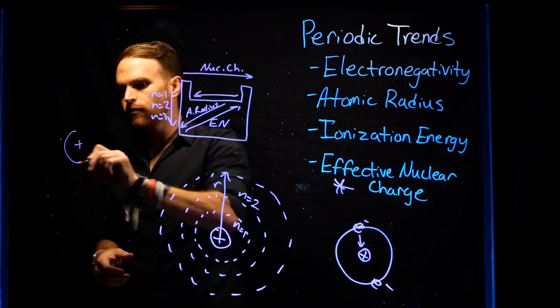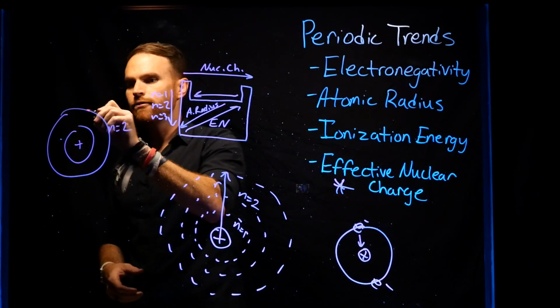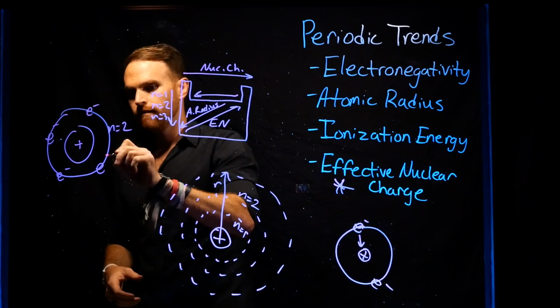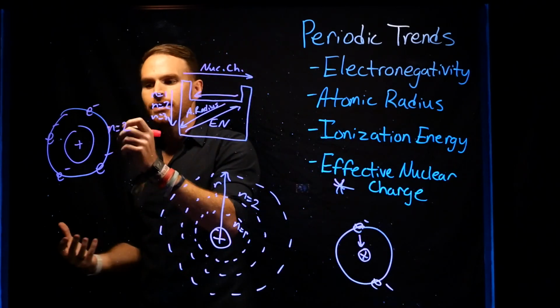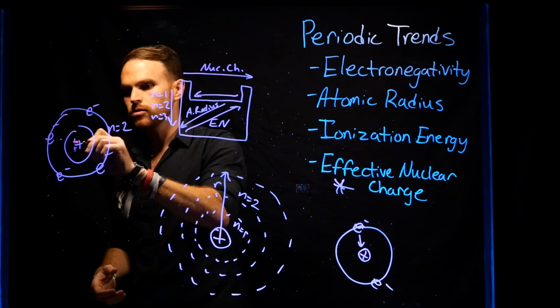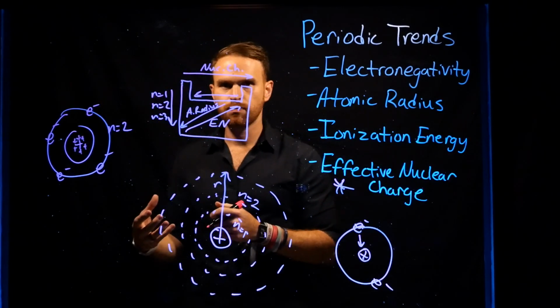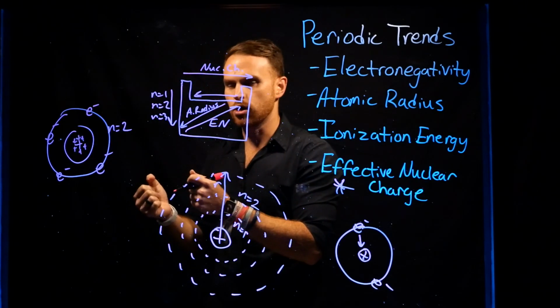So if we looked at a carbon atom, you're in the n equals 2 state, and you have 4 electrons in this outer shell. Carbon has 4 valence electrons, and you also have 6 protons. So you have 6 protons here in the nucleus, and those 6 protons, because they're opposite charged to the electrons, are pulling in those electrons.